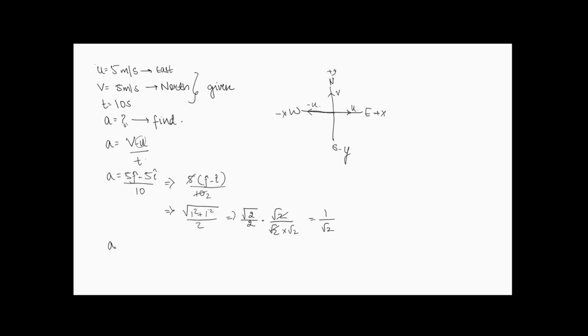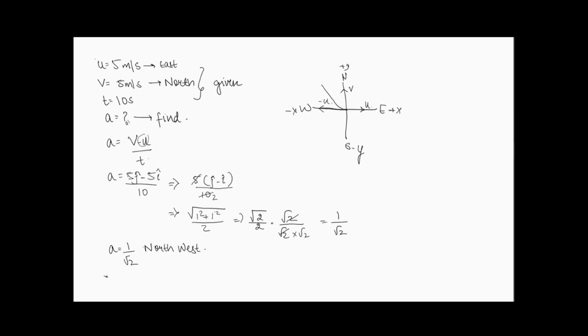So acceleration is equal to 1 by root 2, and its direction will be in this direction. It will be northwest direction. So magnitude of acceleration is 1 by root 2, and its direction is northwest. So the option is B.